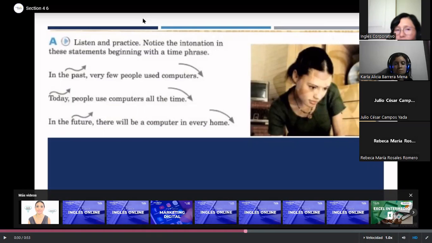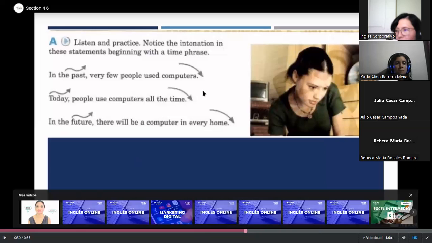Excellent. So, we have to be very careful, right, when we are saying them, because we need to adapt them, right? We need to add the rising intonation and the falling intonation, okay? So this is the same thing that we have here.